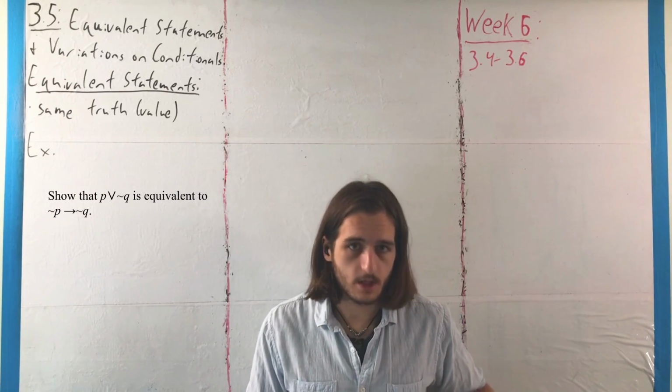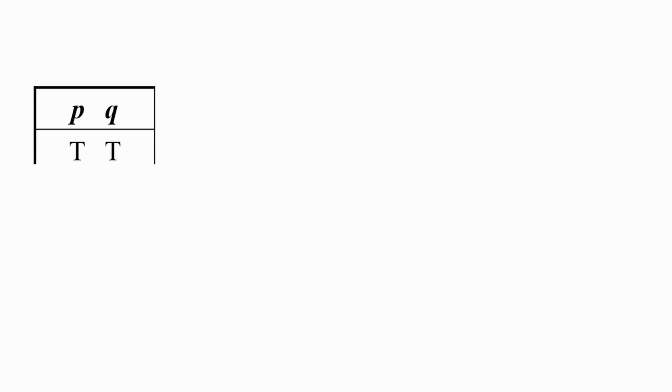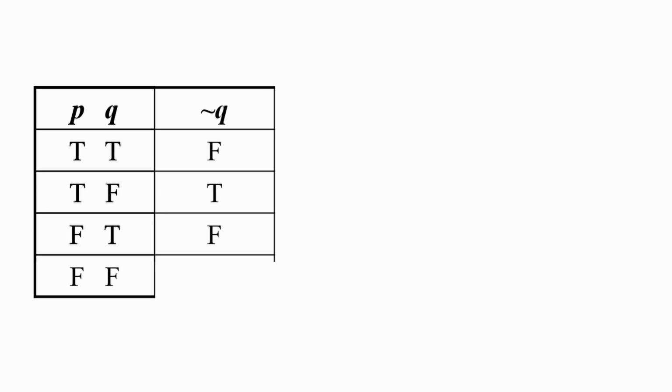statements. So we're going to start here like we always do with our options for the simple statements P and Q. True, true, false, false, true, false, true, false. Then, because we need not Q for both, I'm going to make not Q. So you just flip all the values: false, true, false, true.